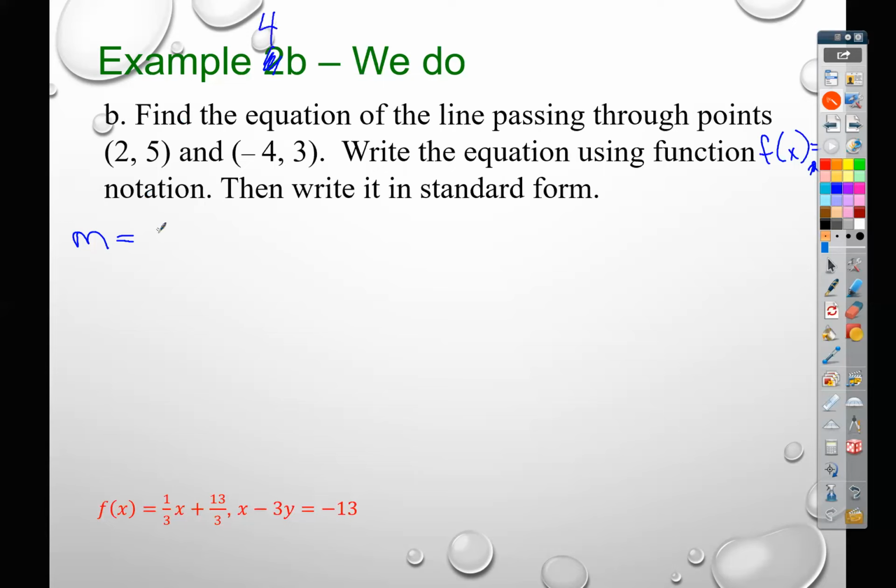All right, so slope is 3 minus 5 over -4 minus 2. So I get -8 over -6, which would be 4/3. Okay. That's not right. I'm sorry. Let me try this again. All right, let's start over. y equals m. There we go.